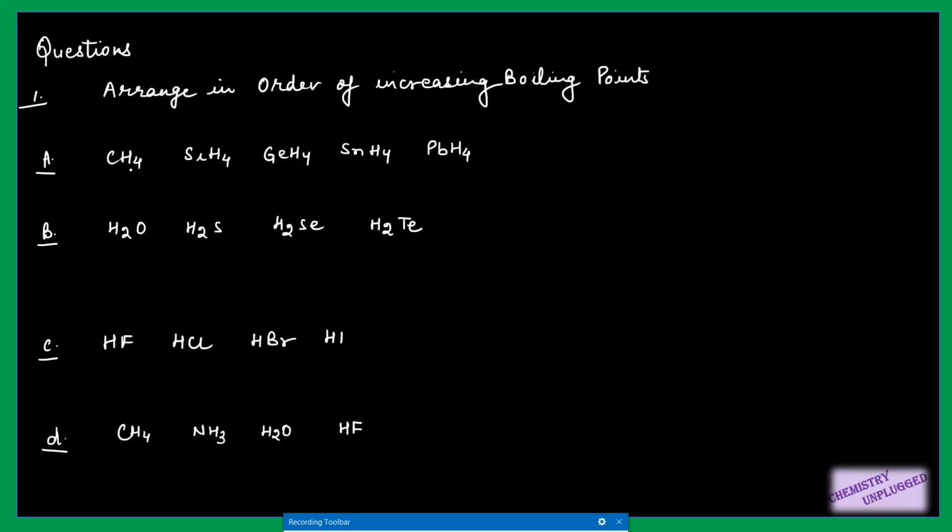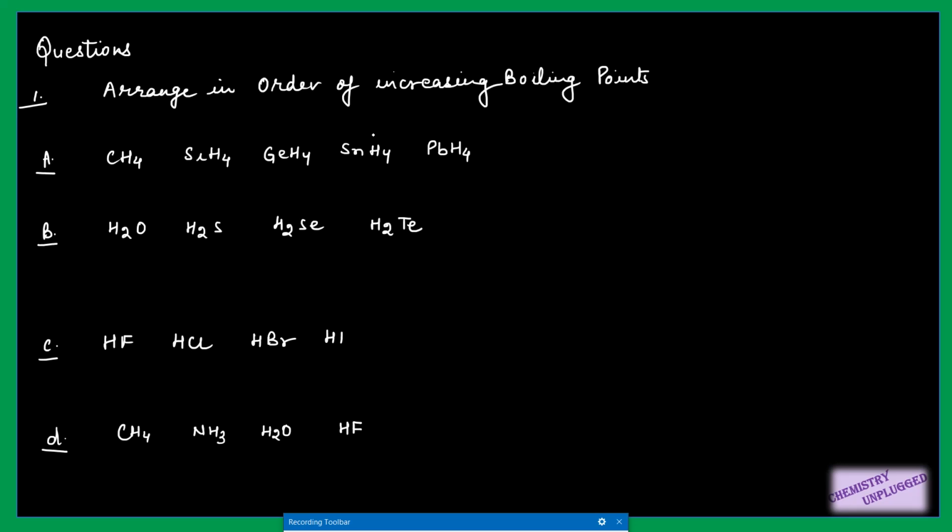So we have the first case where we have taken the hydrides of the carbon family. In case of the carbon family, we cannot observe this hydrogen bonding, right? So we have to see what the order of boiling point will be, and we can decide it on the basis of van der Waals forces.